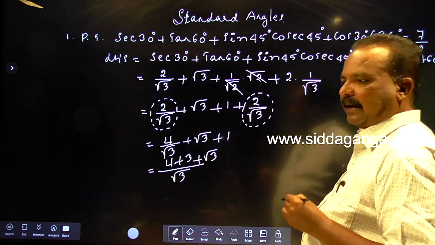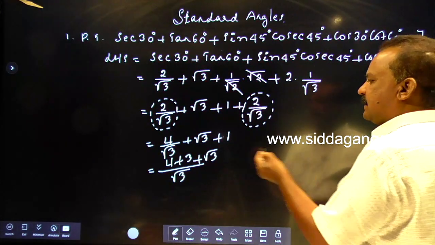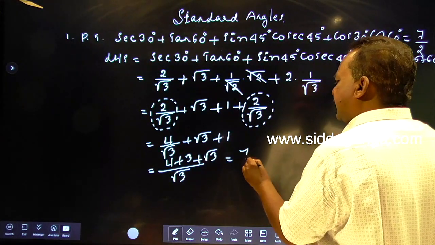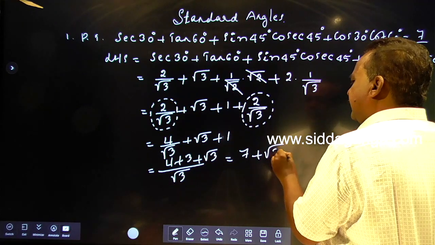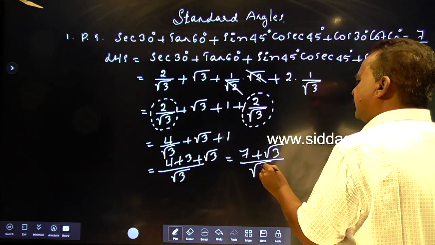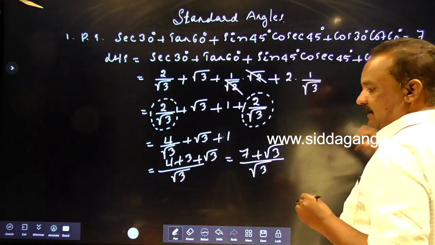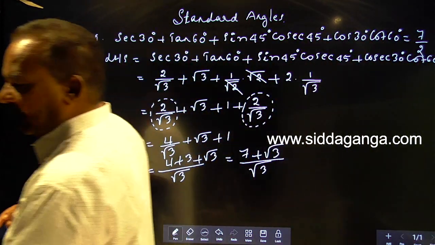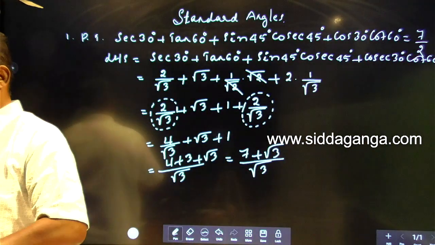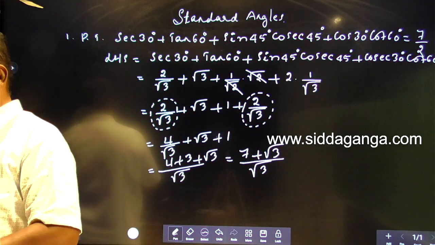4 plus 3 plus root 3. What is 4 plus 3? 7 plus root 3 divided by root 3. But the asked answer is different. Probably there may be some error in the question. Just I will rectify it.